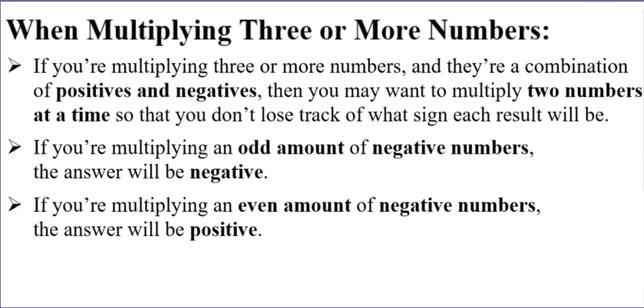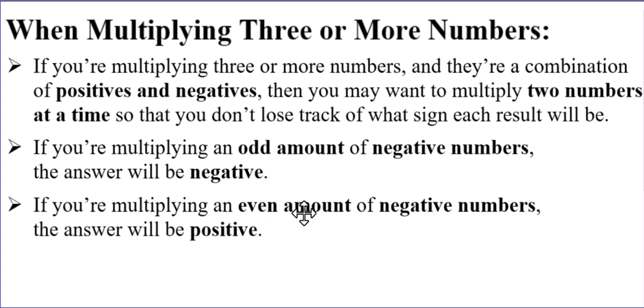All right. What about, though, when we are multiplying 3 or more numbers? Follow along. If you're multiplying 3 or more numbers and there's a combination of positives and negatives, then you're probably going to want to multiply 2 numbers at a time so that you don't lose track of what sign each result will end up being. Now, having said that, there is a shortcut that can help you a little bit. If you are multiplying an odd amount of negative numbers, I can guarantee you the answer will be negative, and I'll show you why on some examples coming up.